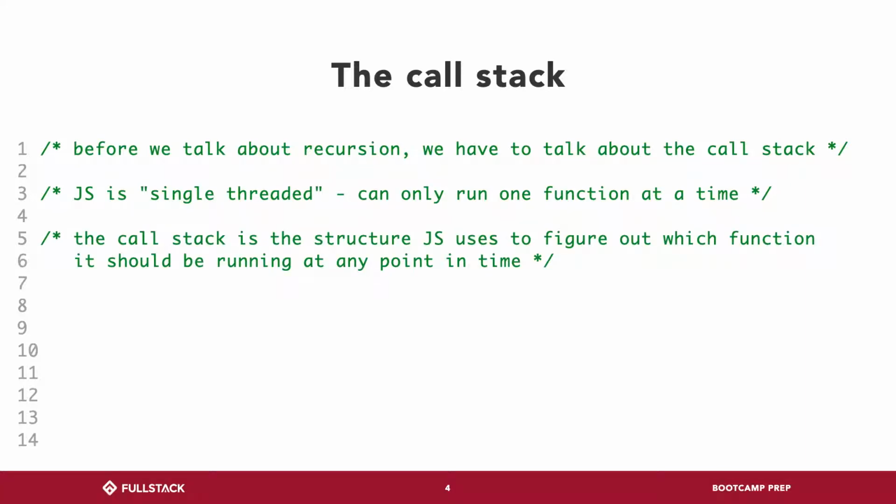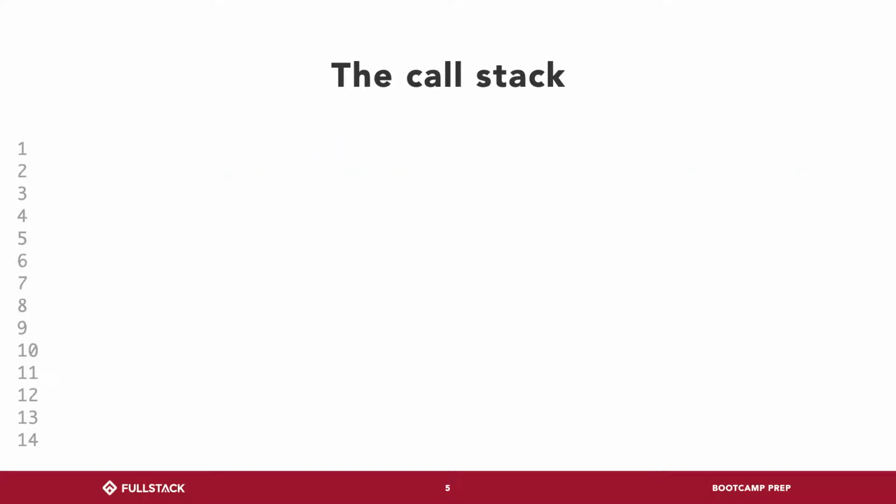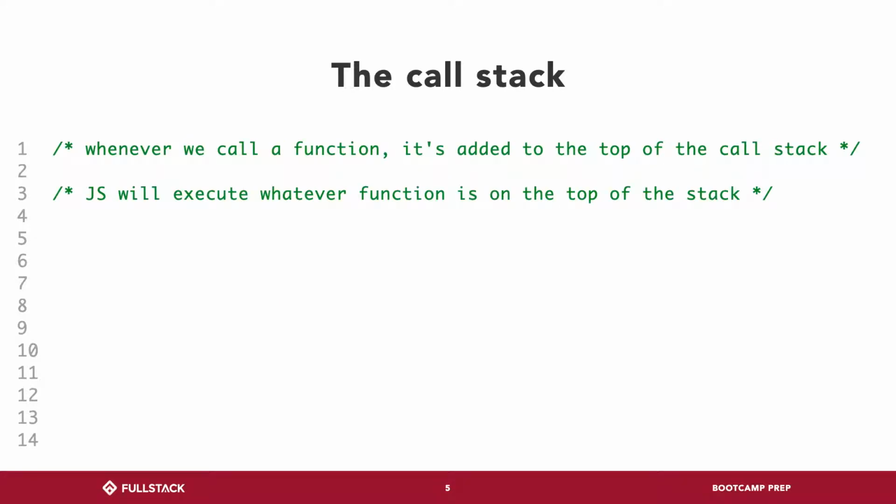So before we talk about recursion, we have to talk about the call stack. Like I said before, JavaScript is single-threaded, so you can only run one function at one point in time. The call stack is the structure JavaScript uses to figure out which function it should be running at any point in time. Whenever we call a function, it's added to the top, and JS will execute whatever function is on the top of the stack.